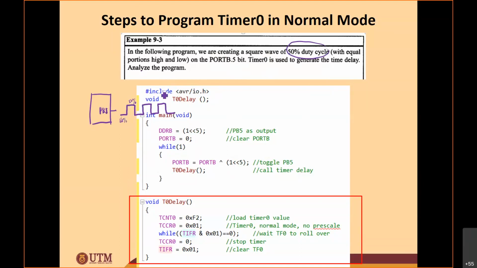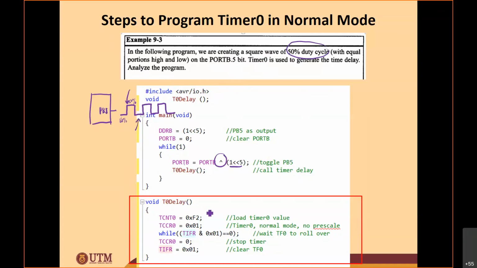Based on this, you see here PORTB equal to PORTB exclusive OR with this value. Then you call a delay. So now the question is, what is the value of this delay? What is the delay that you generate in order to make this square wave? This is the delay calculation programming.